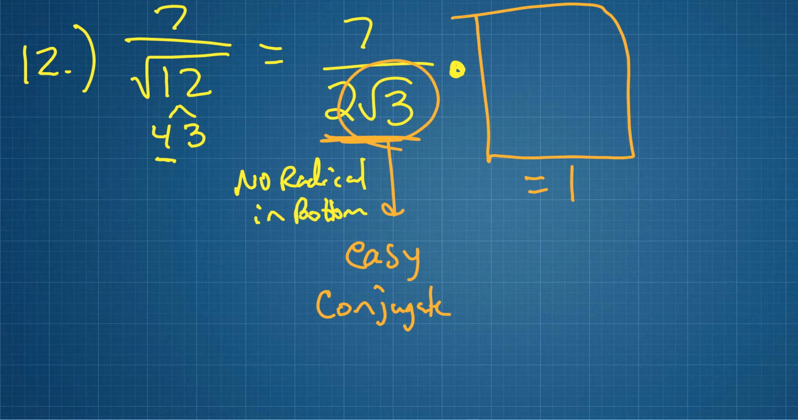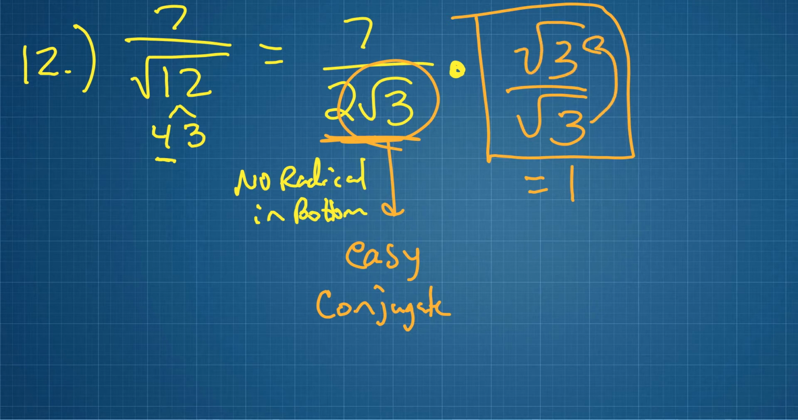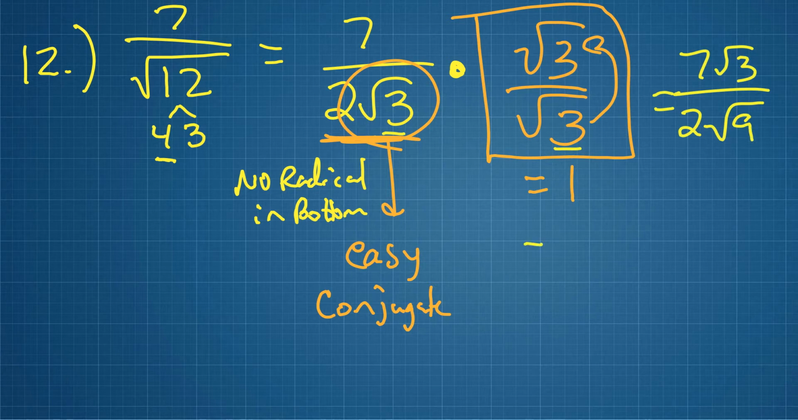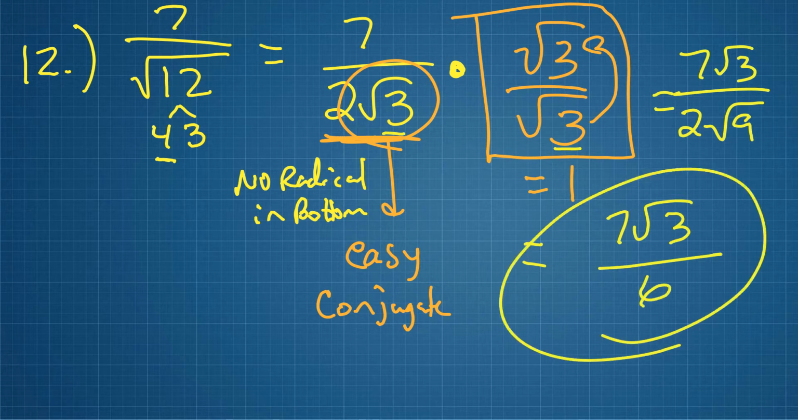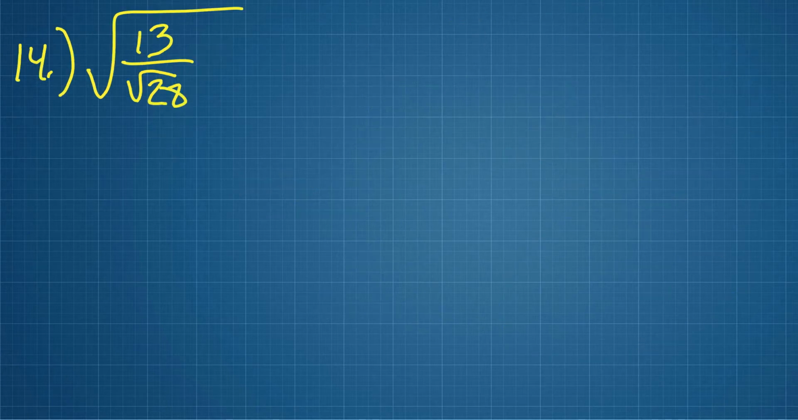So I take this radical and I just write that again right here. I put radical 3 there. Now, to make this equal to 1, I put radical 3 on top. Now I'm going to multiply across the top, multiply across the bottom. I get 7 radical 3 all over 2 times 3, and 3 and 3 are both in jail. I get radical 9. Remember, radical 9 is 3, so I get 7 radical 3 all over 6. That's my final answer.